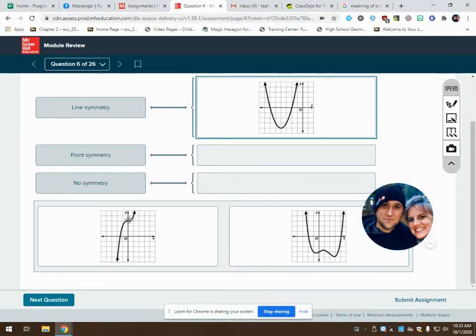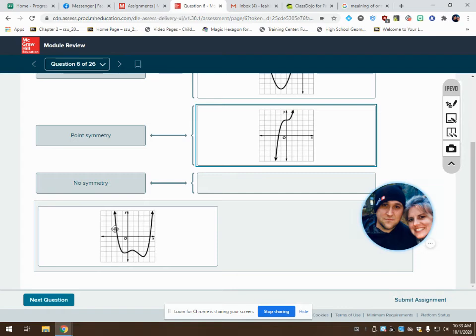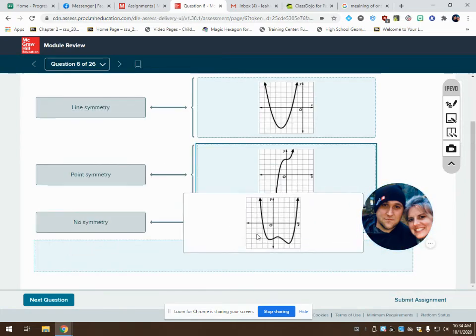Point symmetry. That means if I was to put a point somewhere and rotate my graph around that point, would it fall on itself? Well, I'm looking at this one. I think if I put a point right here and then roll this around, it would fall on top of itself. So I'm going to assume this one is point symmetry. And this one has no symmetry whatsoever. There is no line that I could make. There's no point that I could rotate it about and it's going to end up on top of itself because this side goes down further than this one. So this has no symmetry whatsoever.